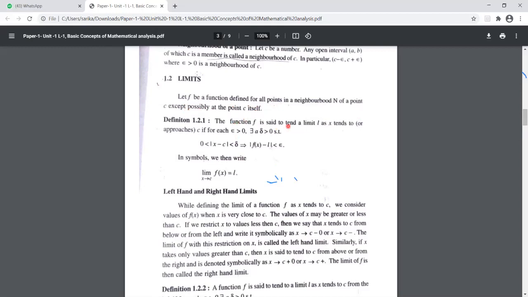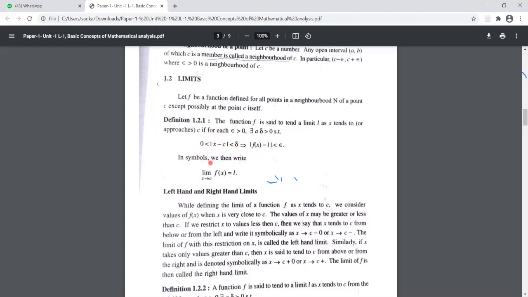The function f is said to tend to a limit L as x tends to c, where tends means it approaches c, if for each epsilon greater than 0, there exists a delta greater than 0 such that mod of x minus c lies between 0 and delta implies mod of f(x) minus L is less than epsilon.